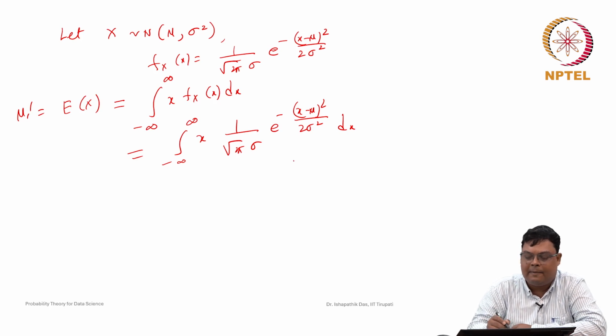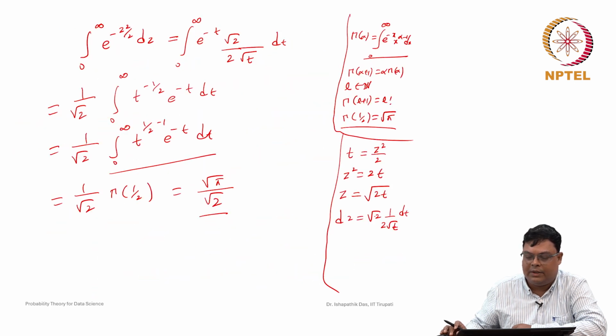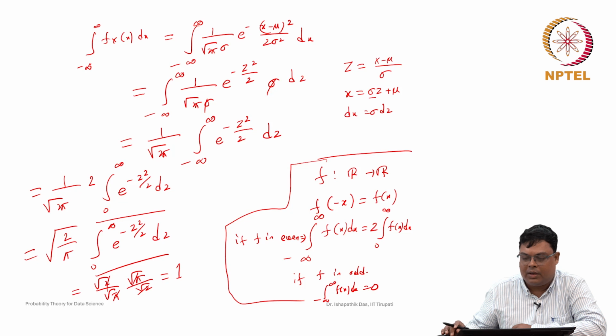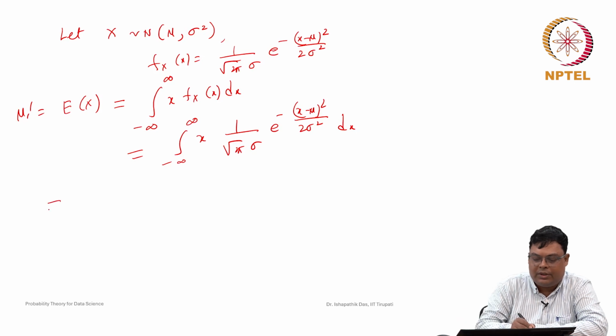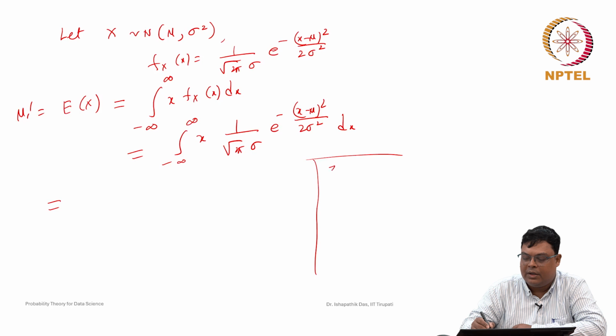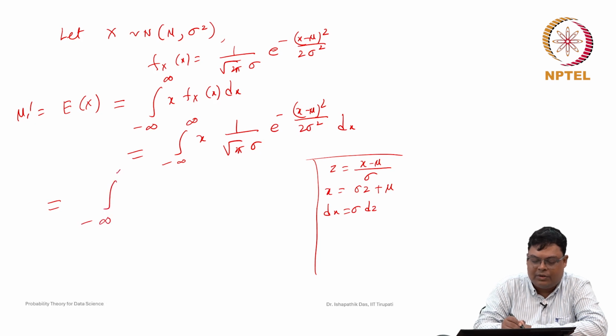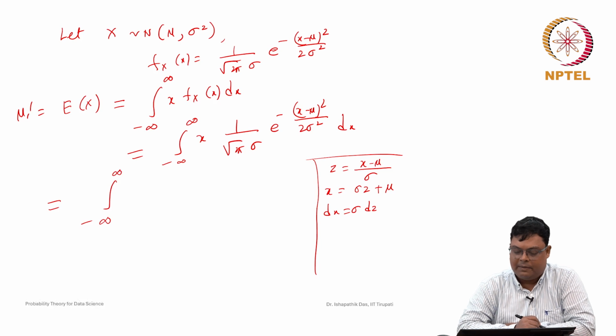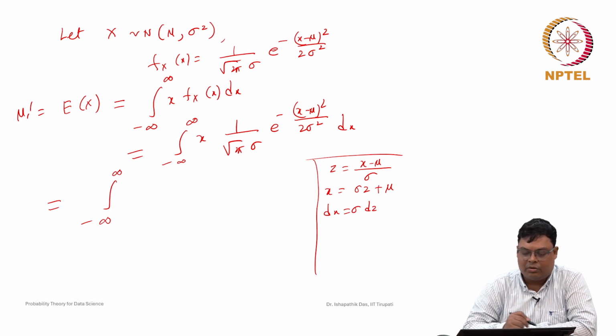First we will take a similar type of transformation here. Take the transformation z is equal to (x minus mu) by sigma. So, x is equal to sigma z plus mu and dx is equal to sigma dz. Now, as x goes to minus infinity, z also goes to minus infinity because sigma is positive. As x goes to infinity, z goes to infinity also.